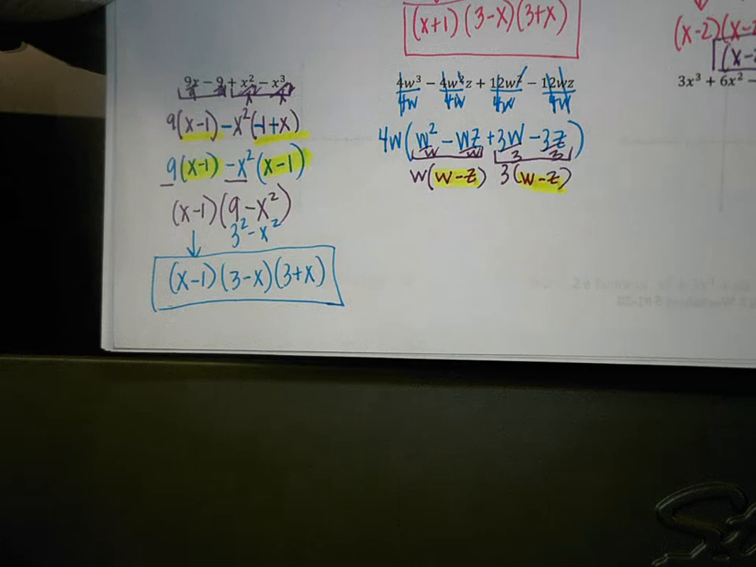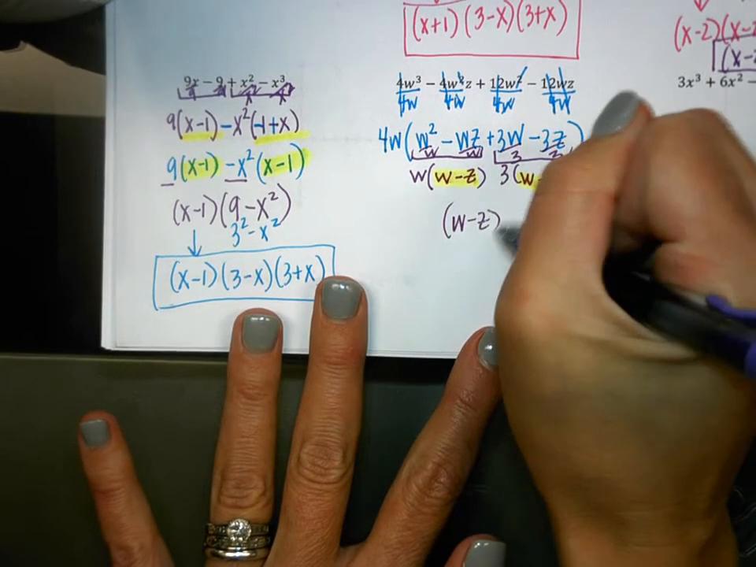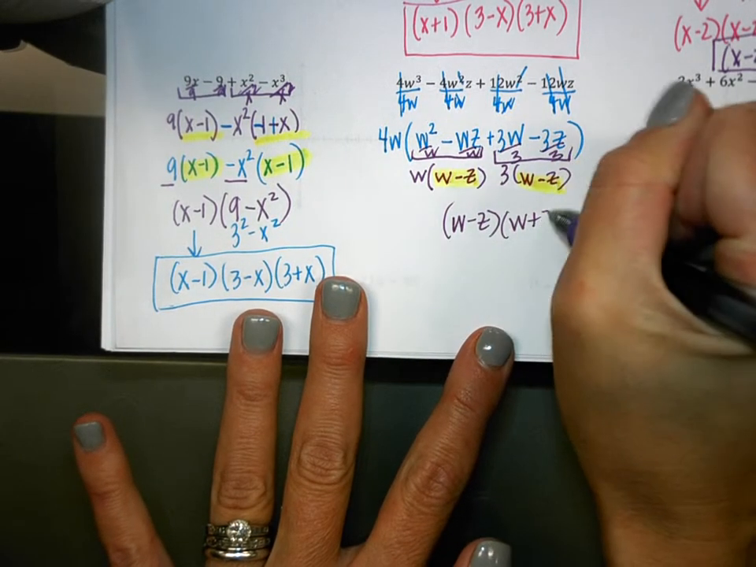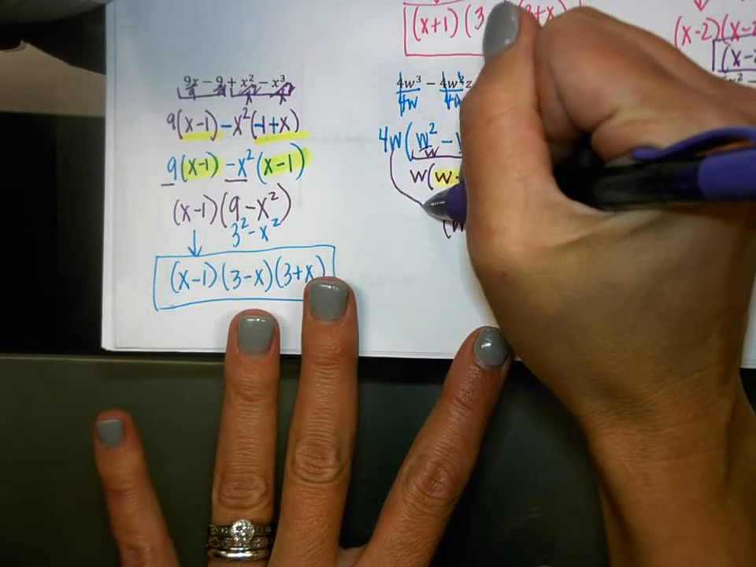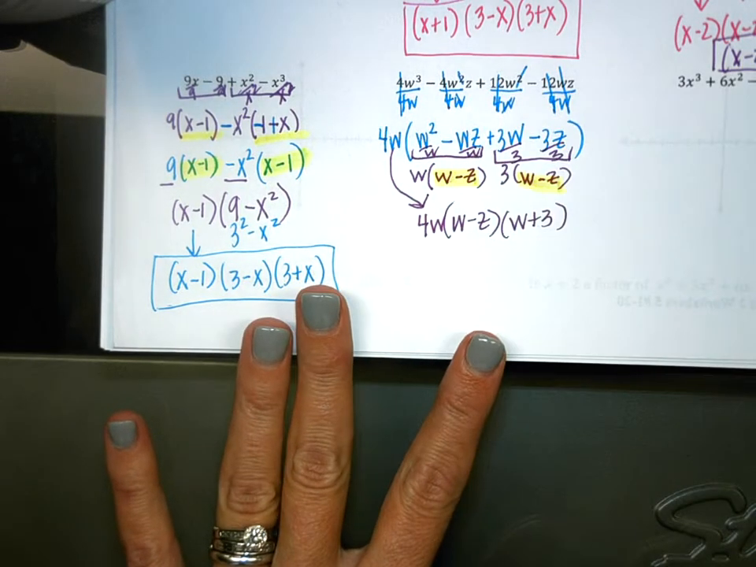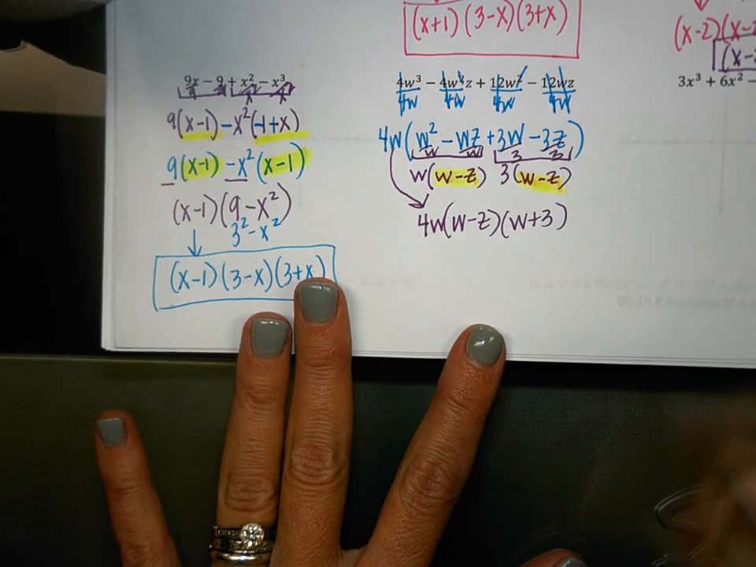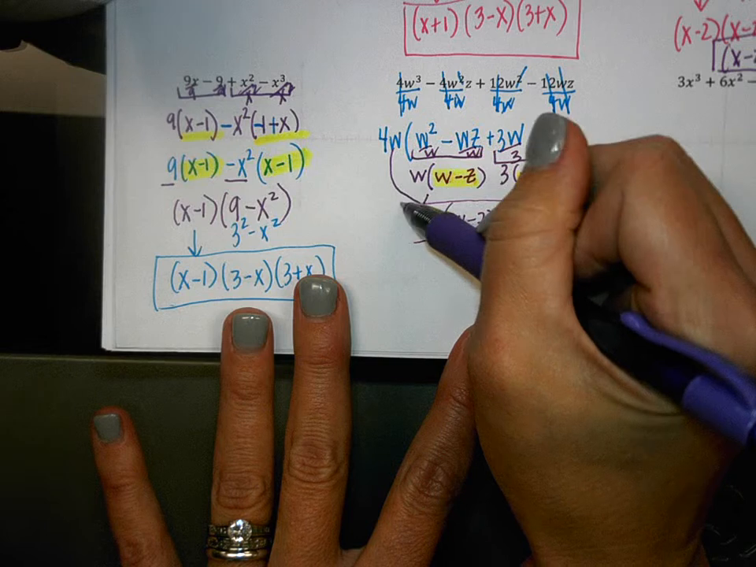Okay, so you should have had W minus Z and W plus 3. And then hopefully you didn't forget that you still have that GCF of 4W. Can any of this be factored further? No. Any questions there?